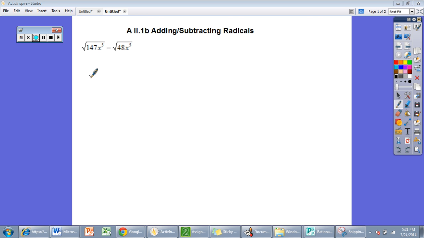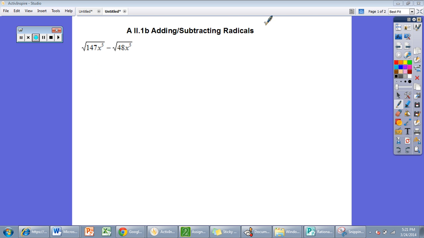If you need a review of simplifying radicals, please see the review of simplifying radicals. But I'm going to go over that a little bit in this video as well. So if you notice here, I have the square root of 147x to the fifth. What I'm looking for is what perfect square will go into 147.